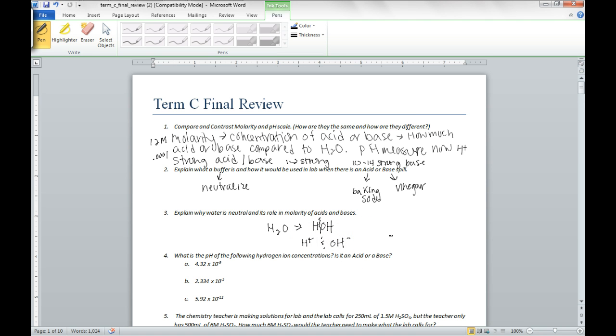What is the pH of the following hydrogen ion concentrations? Is it an acid or a base? When we're doing these pH calculations, we can just pull this number down doing the anti-log, so it's going to be 9. If it's a pH of 9, that means it's going to be a base. This would be a pH of 2, so that's going to be an acid. And a pH of 12 would also be a base.